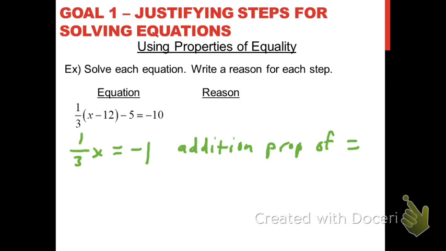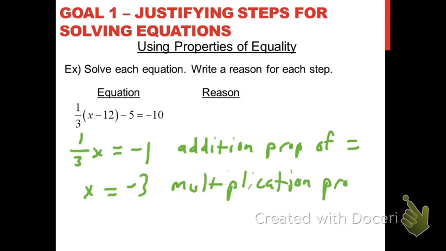Okay, and of course the last step in solving this equation is since we have 1/3 x, we got to multiply both sides by the reciprocal of 1/3. We got to multiply both sides by 3 in order to get x by itself. And 1/3 x times 3 is x. Negative 1 times 3 is negative 3. Since we multiplied both sides of the equation by the same value, that means we use the multiplication property of equality.